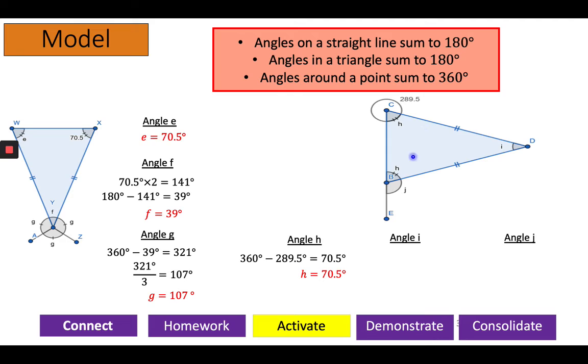For angle I, it's the exact same as before. We double 70.5, subtract that from 180, and we get angle I equals 39 degrees. Angle J is on a straight line shared with angle H, so we just have to take 180 minus 70.5, and we get 109.5 degrees.